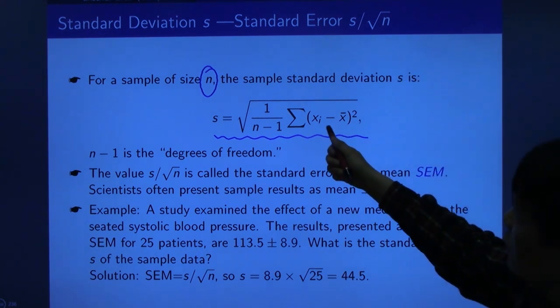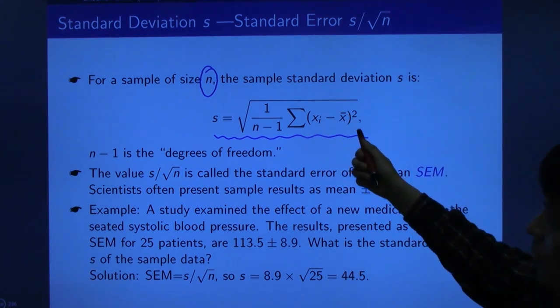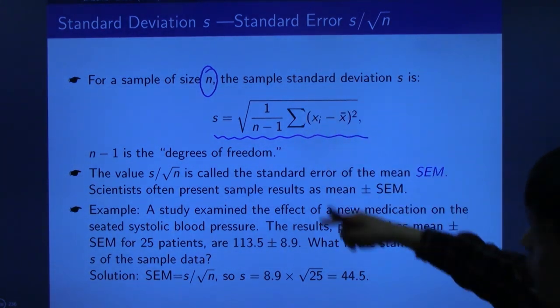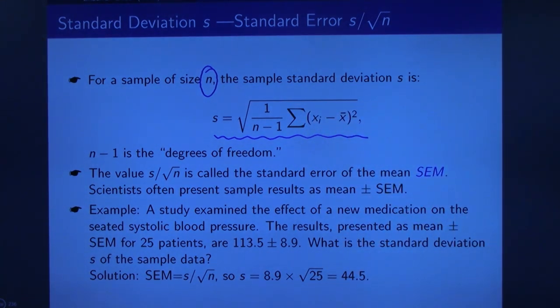Then, each number minus the mean is the difference. Then take the square, then sum all the squares, then divide by n minus 1. Right? That gives us the variance. If we take the square root of the variance, this gives us the standard deviation. And here, n minus 1 is called the degree of freedom.